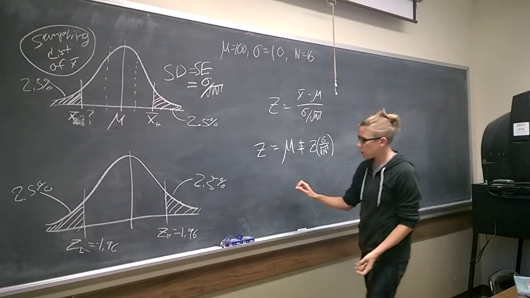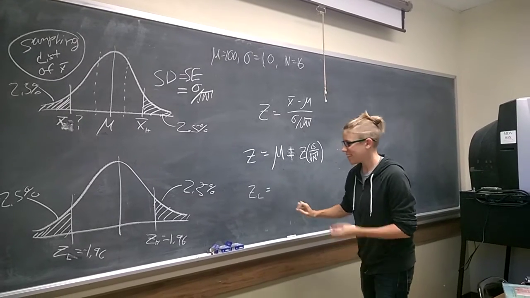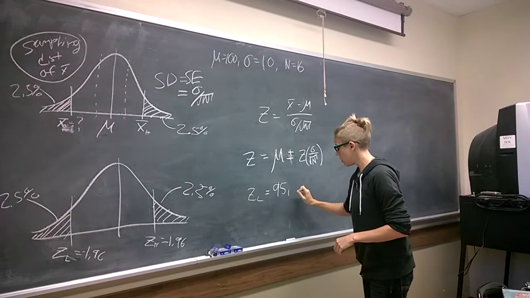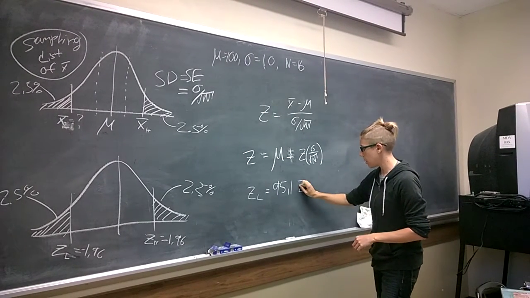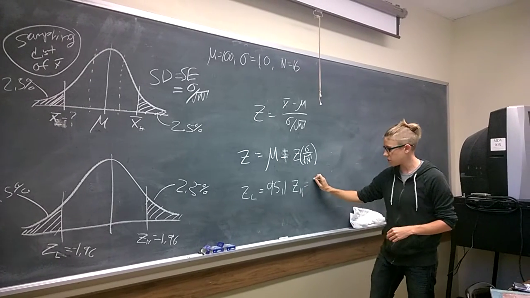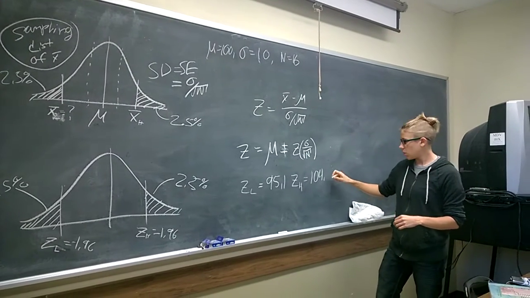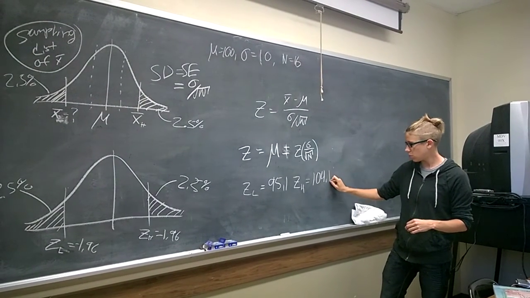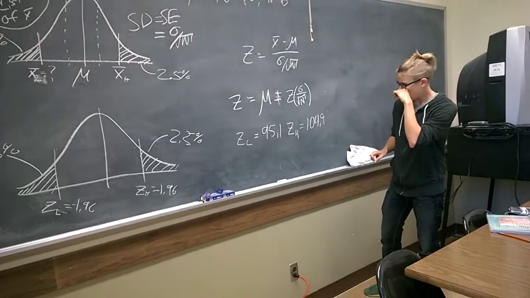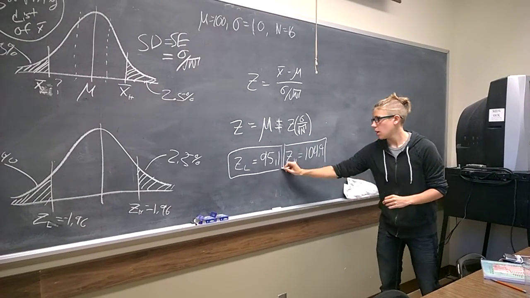So if we want z low and z high, did you guys already do the math? Because I don't really want to do it. What is z low? 95.1. And z high, 104.9. They're like 0.9 above and below the two standard deviations, I think. Yeah, okay, that makes sense. Alright, good. So we've got those two values.